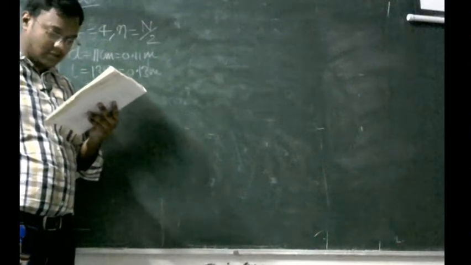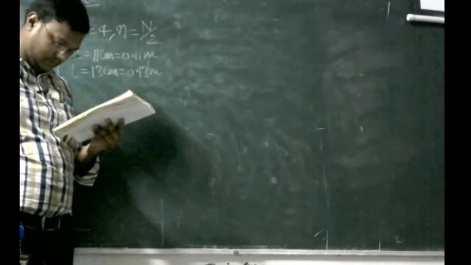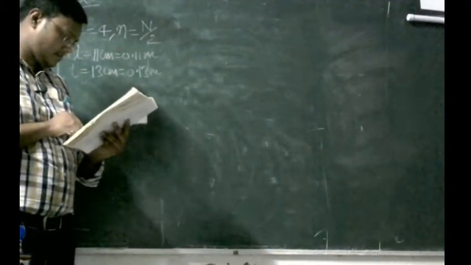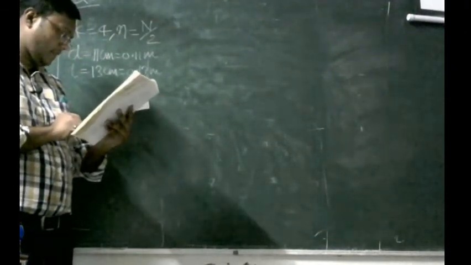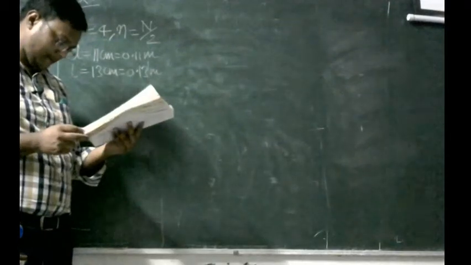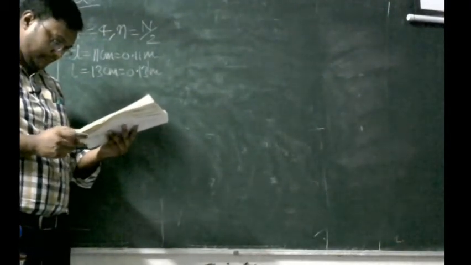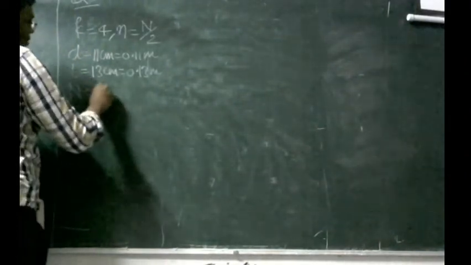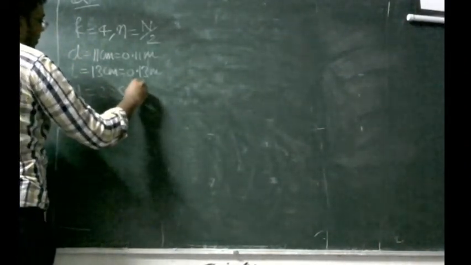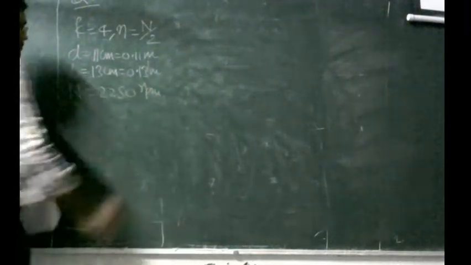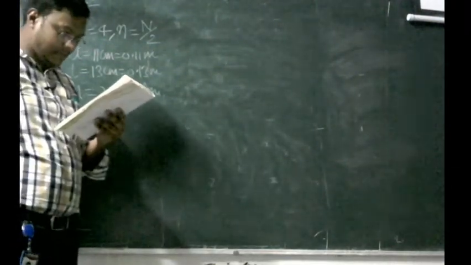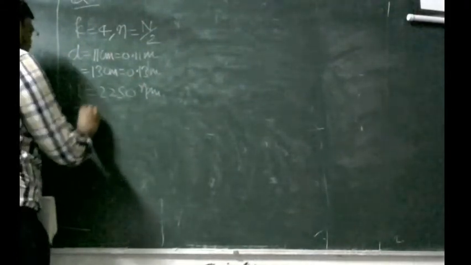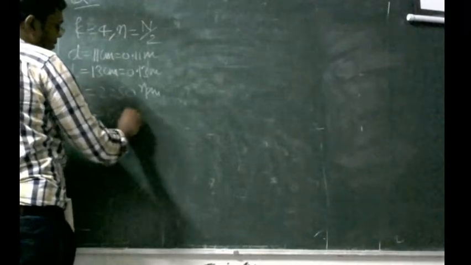N is equal to, what is the value of N here? N is given as 2250 RPM. Brake power is given in the question. Brake power is equal to 50 kilowatt.